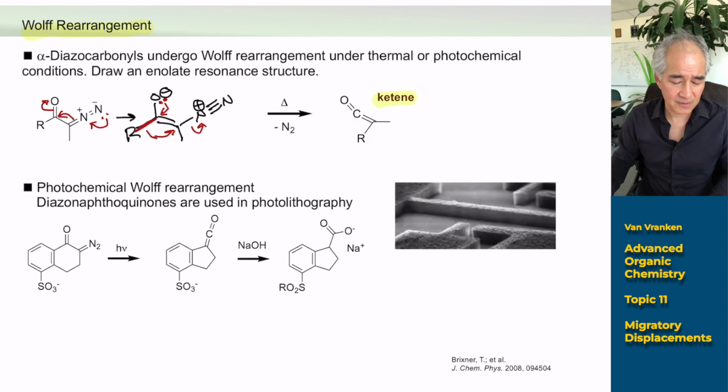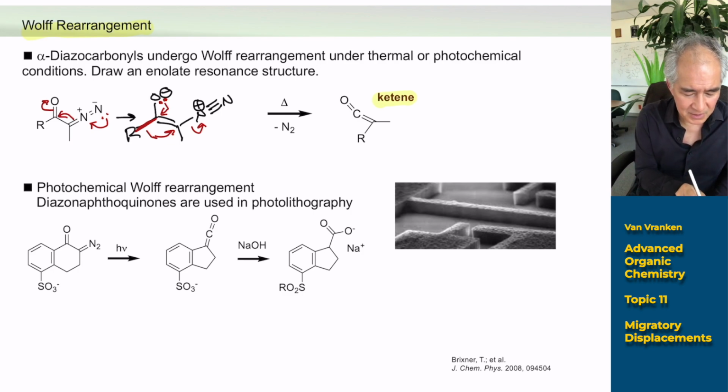There's a photochemical version of this where instead of heating things, you shine light on them. There's a particular type of species that's an industrial reagent, diazonaphthoquinones, where you've got a benzene ring here that helps it to be good at absorbing light. And so instead of heating this, if you shine light on it, I'll draw that same resonance structure.